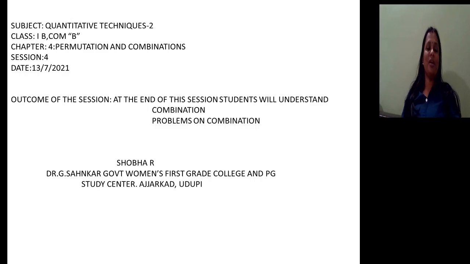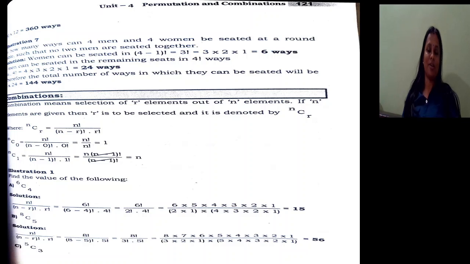Hello students, welcome back to the fourth session on permutation and combination. In this session, we are concentrating on what is combination and we are solving simple problems on combination. So we know what is permutation, and we also concentrated on types of permutation.